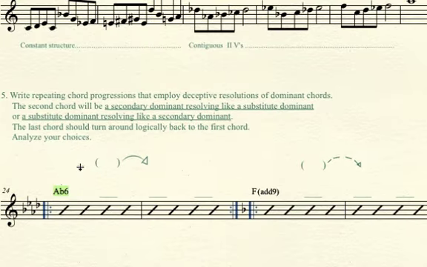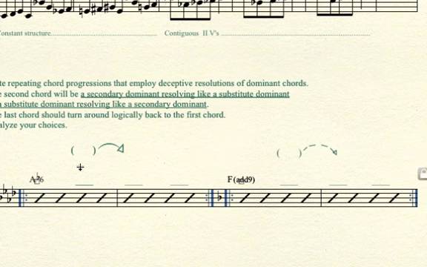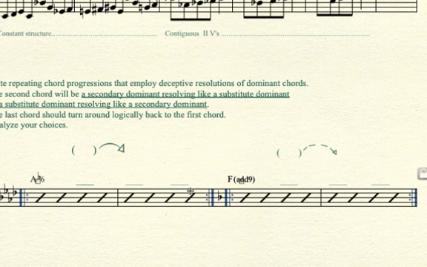Okay, question 5. The main thing to realize about this is that you're looking for deceptive resolutions, and you're also looking for a way to logically get back to the one chord. Logical means strong root motion. So root motion down a fifth, root motion down a half step, or in some cases root motion by step.